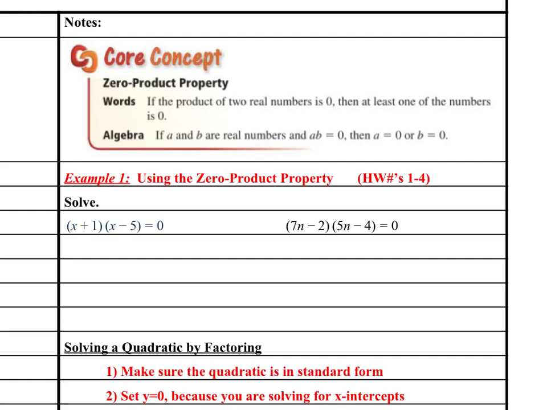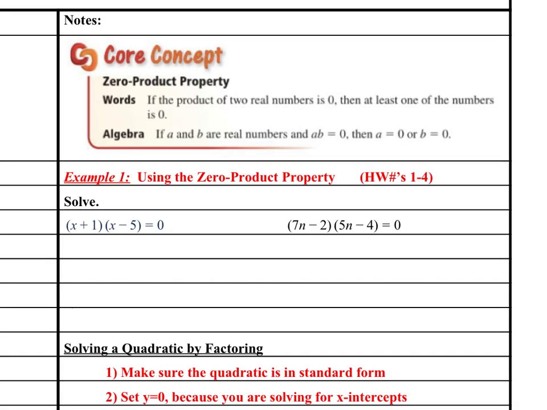Zero product property: if the product of two real numbers is zero, so if you're multiplying two things together and it's equal to zero, then at least one of the numbers has to be zero. So either one of them is zero or both of them are zero. We're going to do two examples of this.